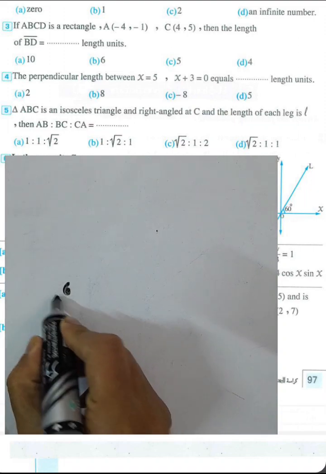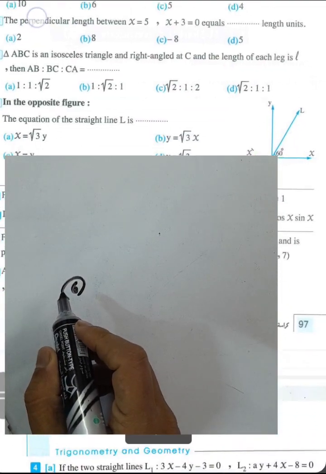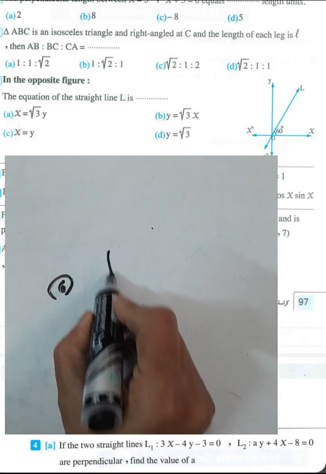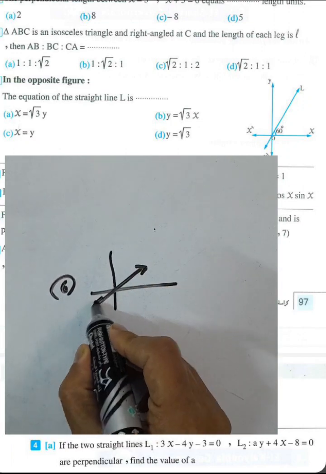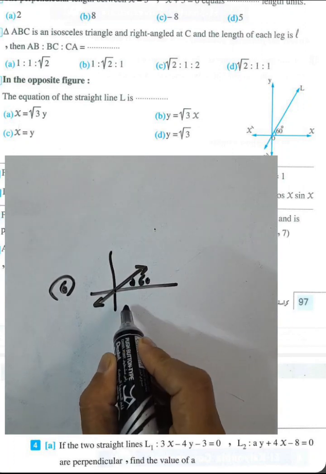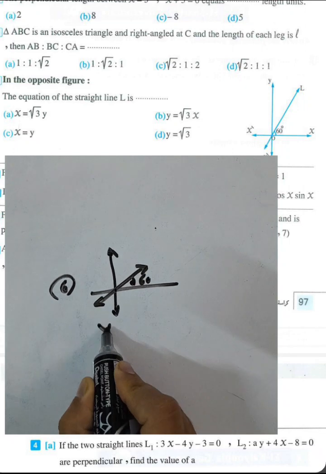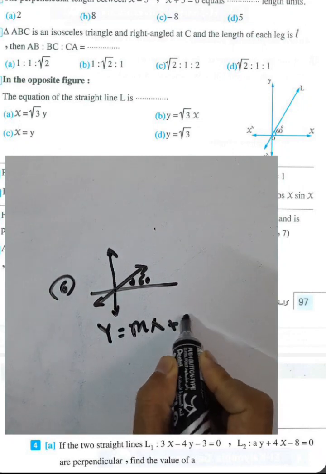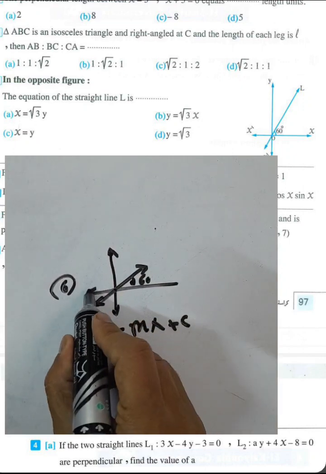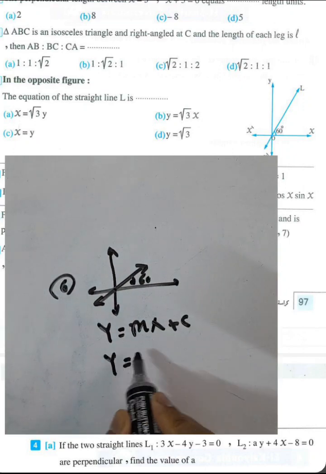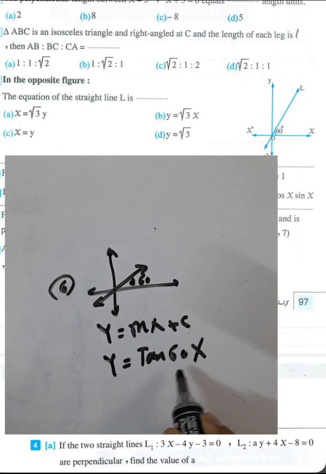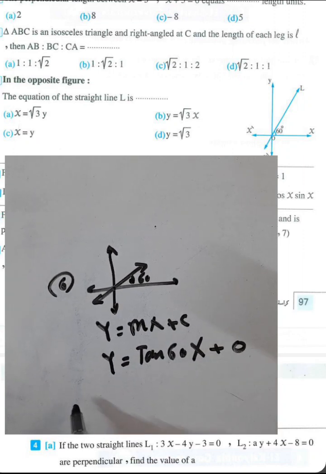Question 6. In the opposite figure, the equation of straight line L. We have a straight line passing through the origin and making an angle of 60 degrees. Then we can write the equation y equals mx plus a constant. The constant here will be 0 because the straight line passes through the origin. And we can find the slope: tan 60 multiplied by x plus constant 0.